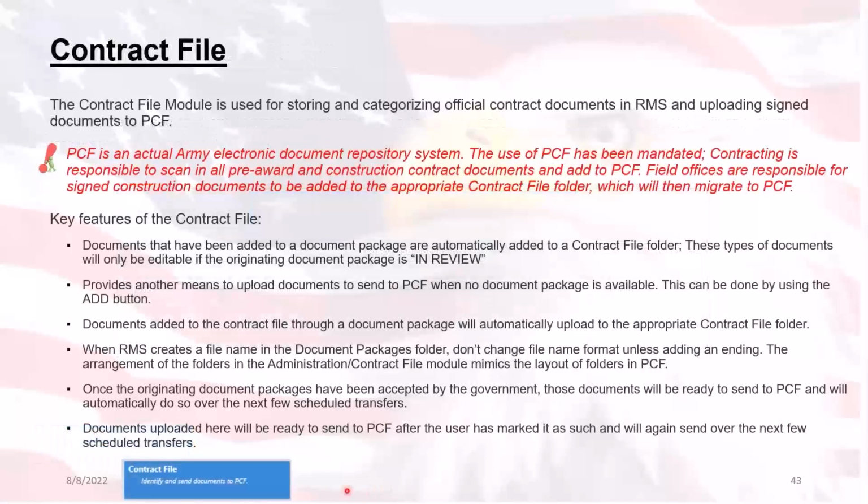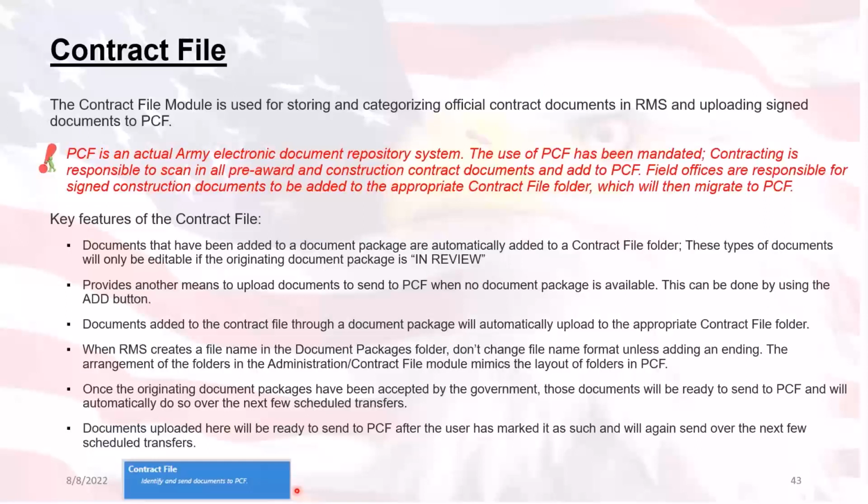Okay, so the contract file. Now, this is a module. This module right here, it's just a wonderful thing to know about. The contract file module is found within the administration tab. It is the place where all documents, whether they're generated or even uploaded, can be found. If you're ever in search of a document or a report, the contract file module is the place to be.